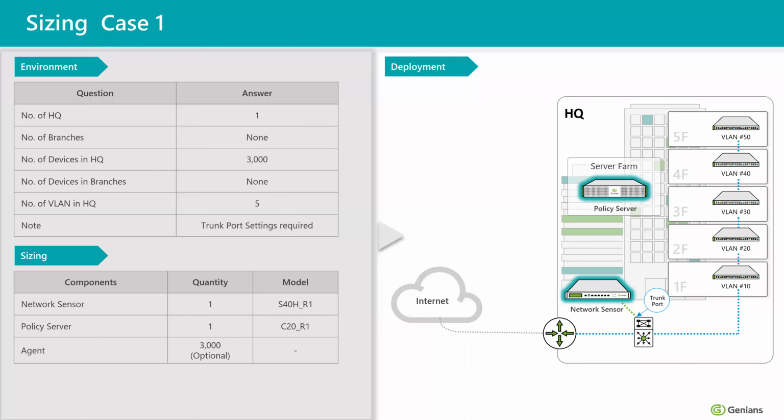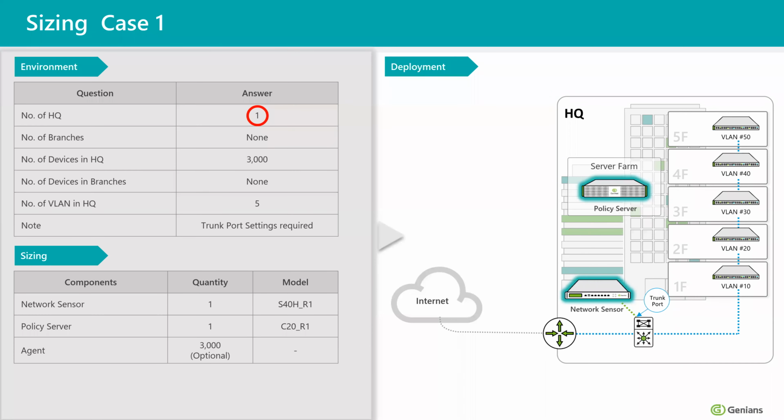So far, we have checked the components and their own capacity in NAC. Now, I prepared some sizing scenarios. Let's look at the first scenario. We need to check its environment. This company has only one headquarters, no branch. I think it is a clear case to design the diagram.